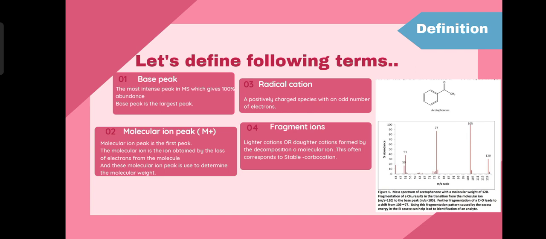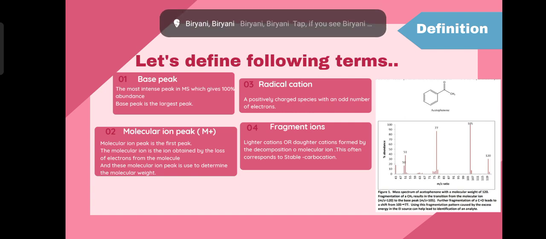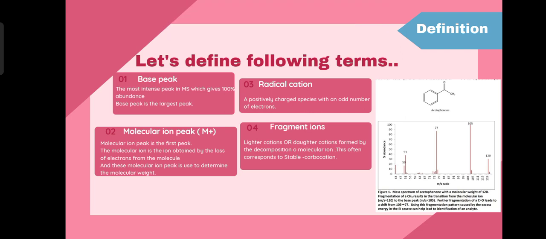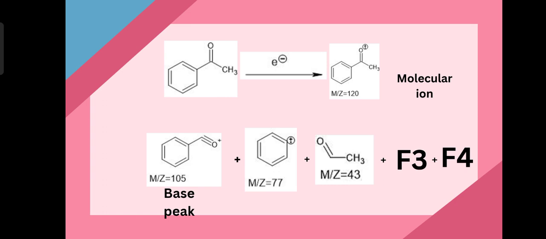Radical cation is nothing but a positively charged species with an odd number of electrons, right? So radical ion is a positively charged species with an odd number of electrons, meaning those species which contain a positive charge as well as one odd electron. So I will show you the diagram of it.